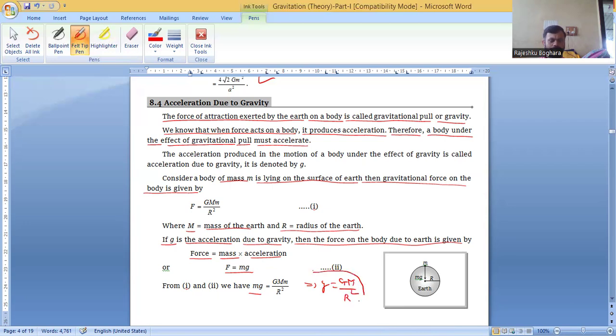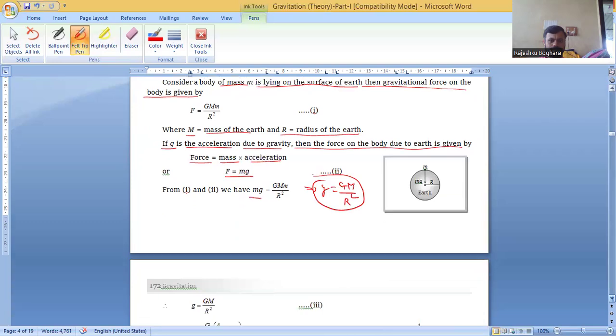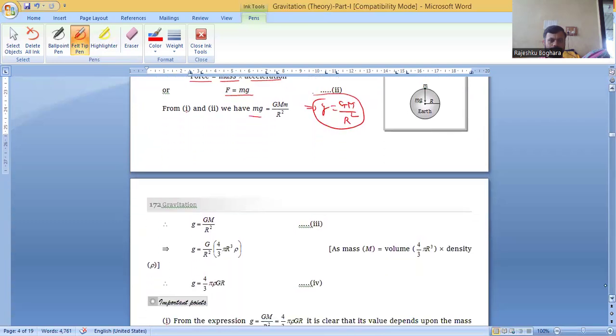Now this is the gravitational acceleration. Now, in terms of density, we take mass equal to volume into density. Volume equal to 4 by 3 pi R cube, density is rho. 4 by 3 pi R cube rho, R square cancels, then g equal to 4 by 3 pi rho G R, equation number 4.